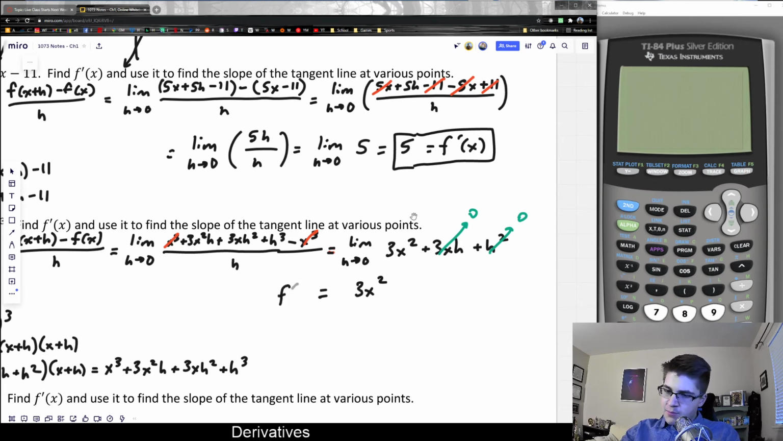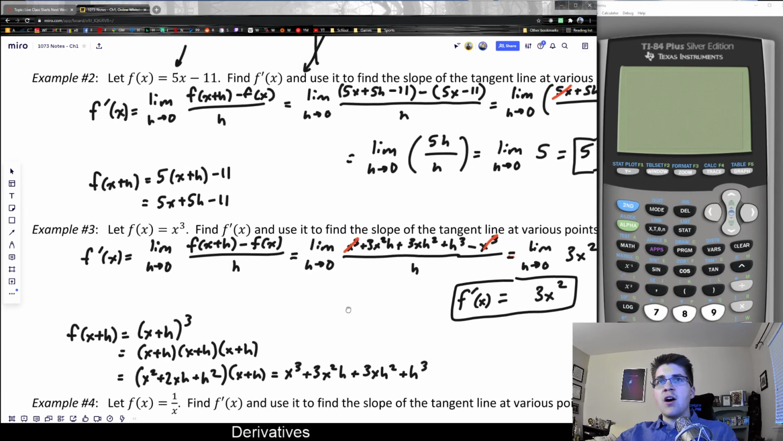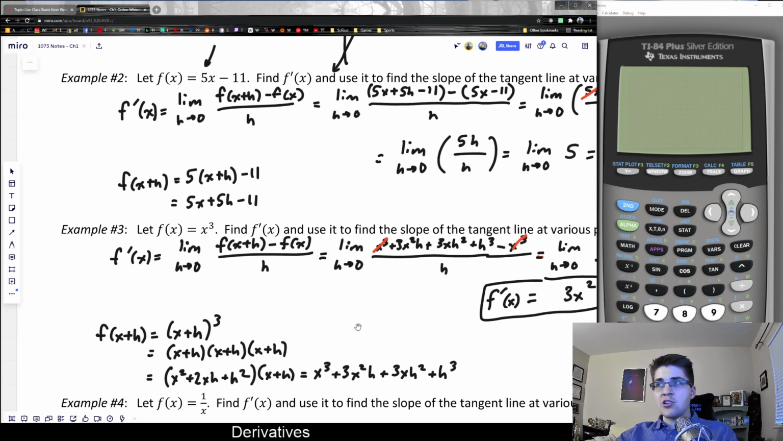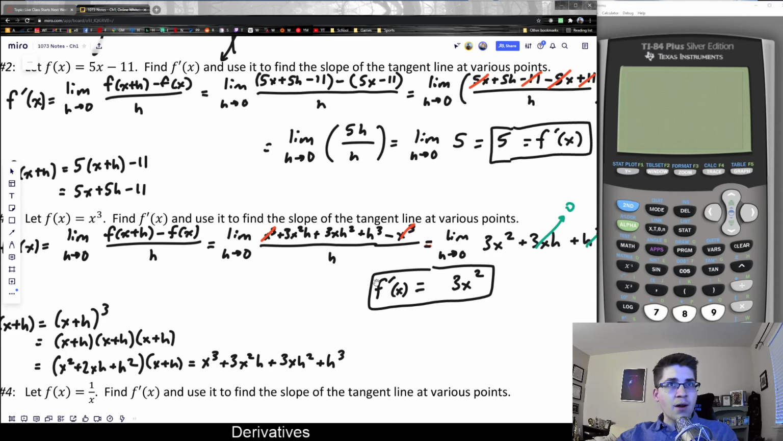And again, this would be as simple as I can get it, and this would be the answer to my derivative in this problem. So again, we would say that the derivative of f of x equals x cubed is equal to 3x squared, or f prime. Again, we refer to this as differentiating the function, finding the derivative, or we might refer to this as a slope function. And another thing it asks us to do is find the derivative and use it to find the slope of the tangent line at various points. This will give us that slope wherever we want.